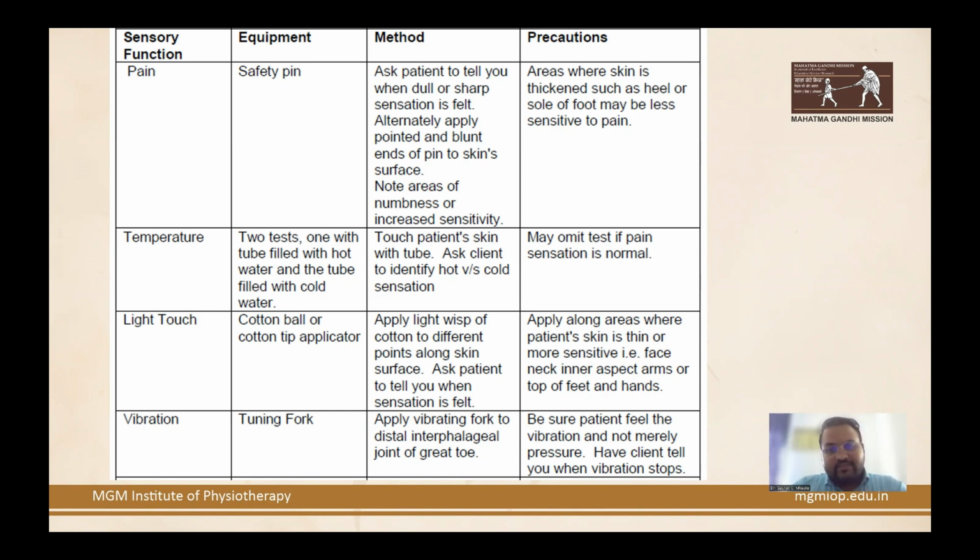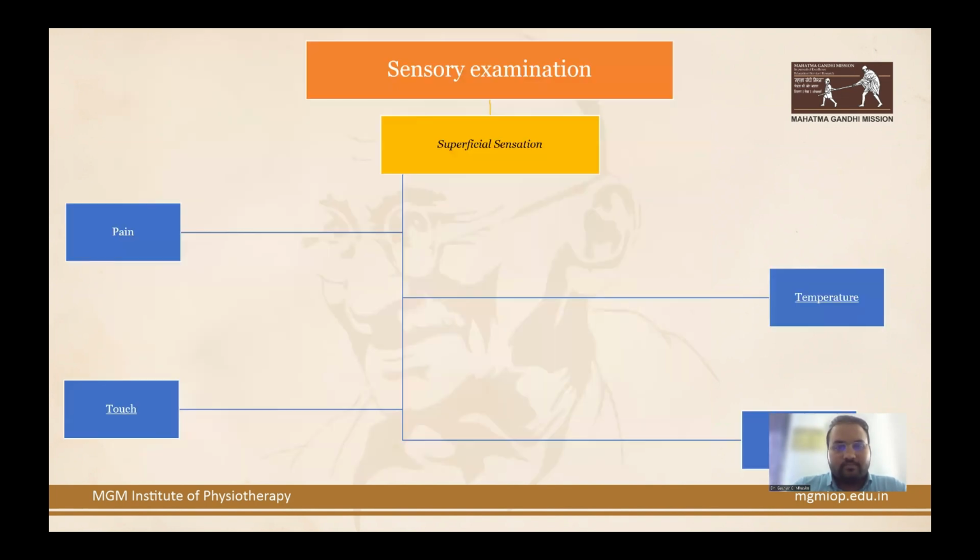Then we are going to deep sensation. It can be checked by using vibration. So take a tuning fork of 256 Hertz. Apply the vibrating fork to the distal interphalangeal joint or the great toe. Be sure the patient is feeling vibration, not merely pressure. Have the patient tell you when the vibration stops.